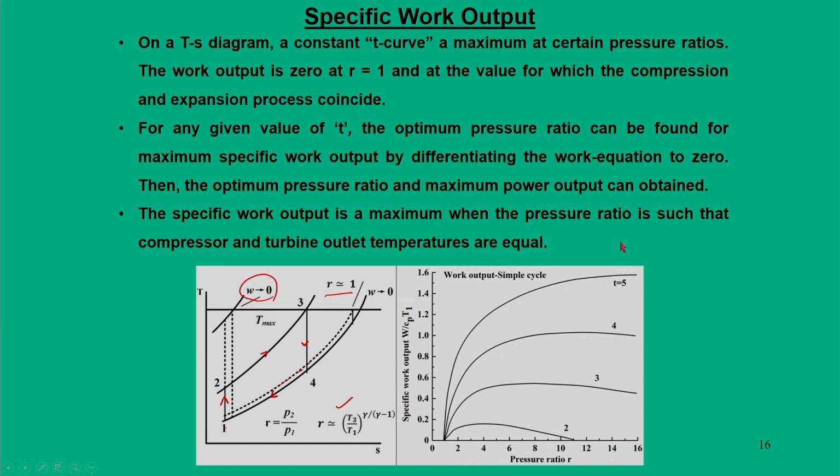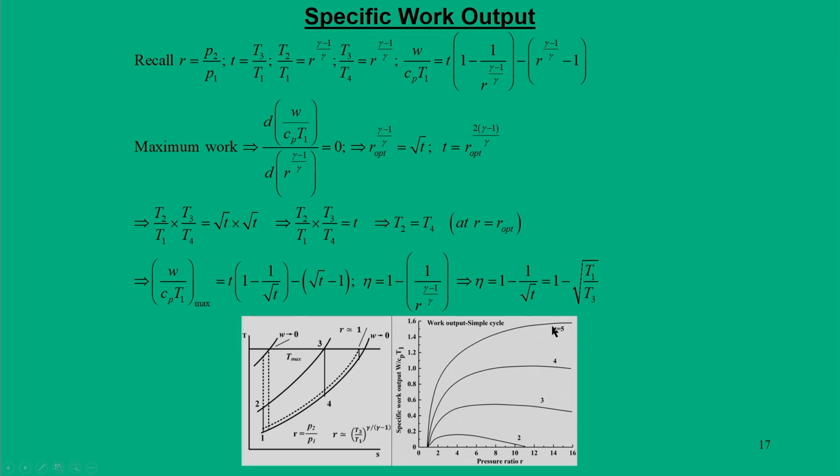Now, here is another plot we can represent, that is W by Cp times T1. The way we have calculated, this W by Cp times T1 is a function of pressure ratio as well as temperature ratio. So, this plot is given for different values of T, that is T equal to 2, T equal to 3, T equal to 4 and T equal to 5, and some realistic numbers have been given here.